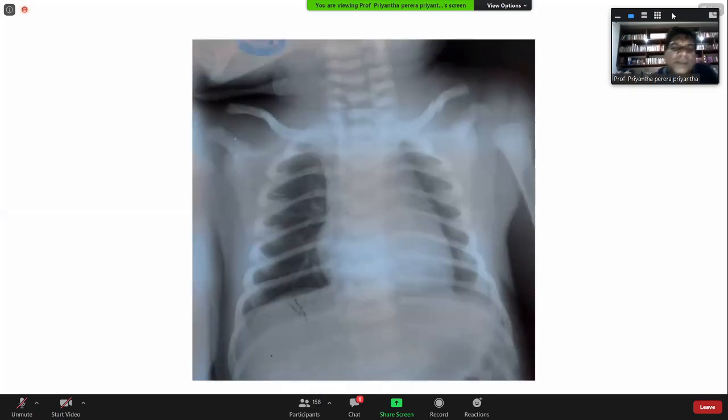So this X-ray was taken from a neonate because there was some abnormality in the neonatal examination. That's why this X-ray was taken. Can you say what would have been the abnormality on examination? White mediastinum. Oh, that is good.